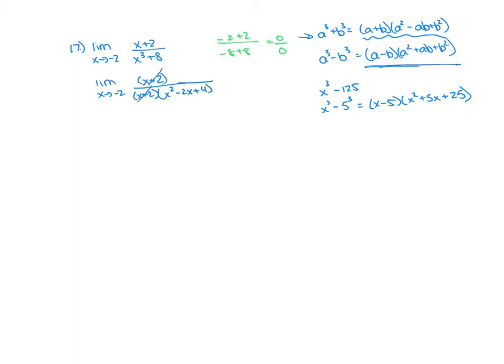Remember that our goal is to reduce. I would have 1 over x squared minus 2x plus 4. Now, after we've reduced it, we always try to plug in the value again. 1 over negative 2 squared plus 2 times negative 2 plus 4. I'm looking like 1 over 12.